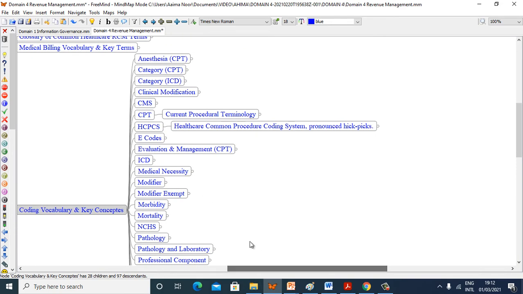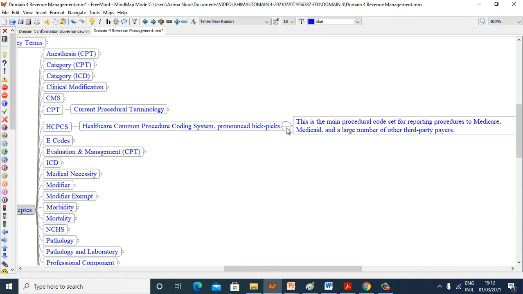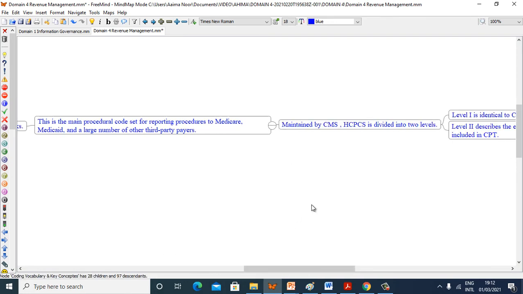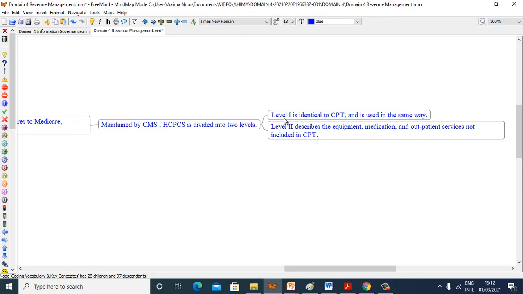HCPCS, Healthcare Common Procedure Coding System, pronounced HICK-picks. This is the main procedure code set for reporting procedures to Medicare, Medicaid, and a large number of other third-party payers. Level 1 is identical to CPT and is used in the same way. Level 2 describes the equipment, medication, and outpatient services not included in CPT.